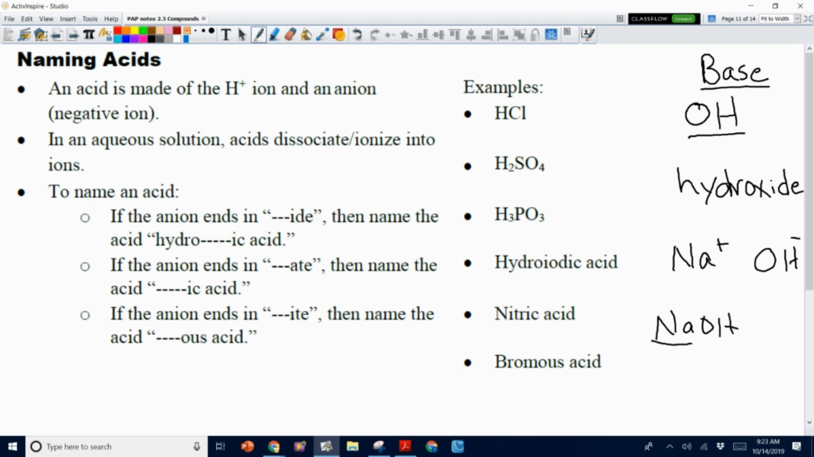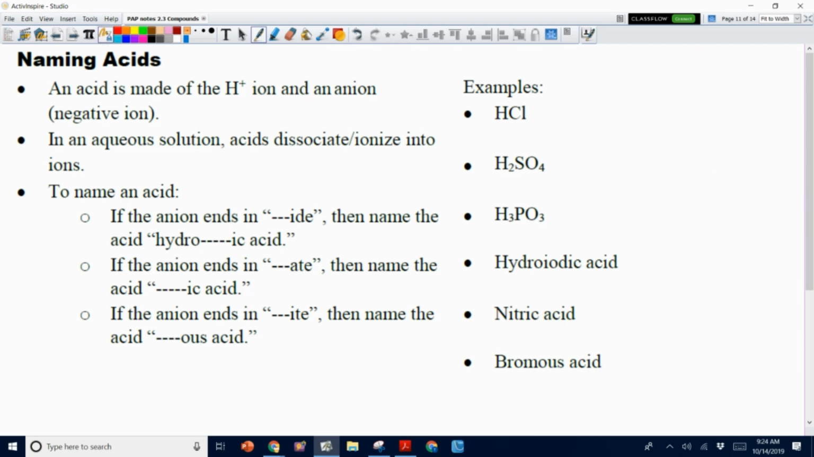Name that one, sodium. Name this one, hydroxide. Okay, so this is sodium hydroxide, and that's a U that looks like an O. All right, so that's as hard as it is for bases. Okay, now acids, on the other hand, are just a little bit more complicated.